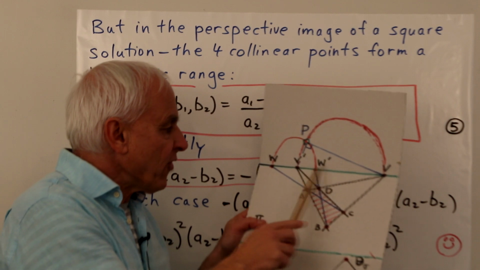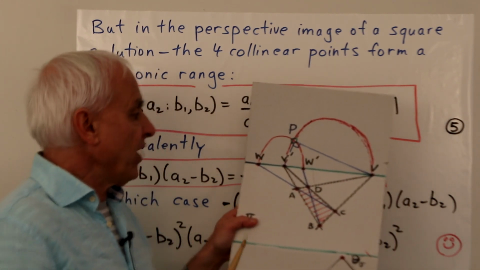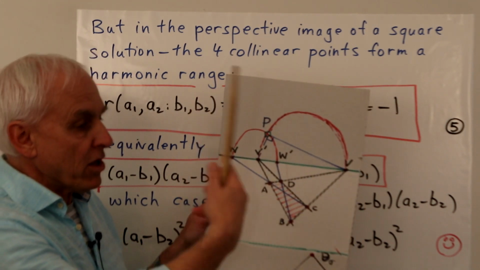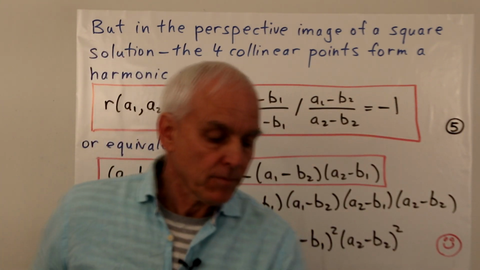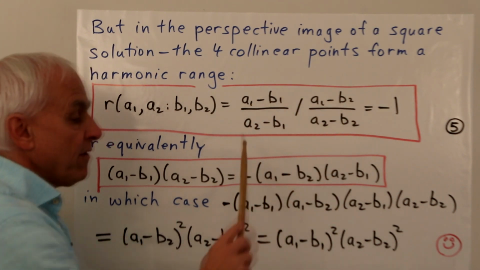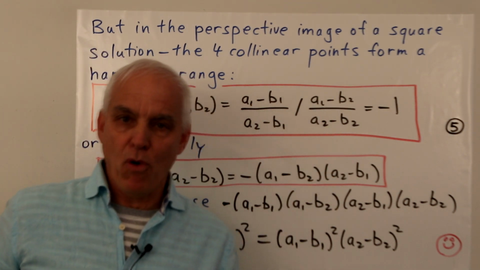So these 4 points are not just arbitrary, they are a harmonic range. Another way of saying it is that W and W prime are harmonic conjugates with respect to V and V prime. And what does that mean algebraically? Well, here I remind you is the formula for the cross ratio of these 4 points.